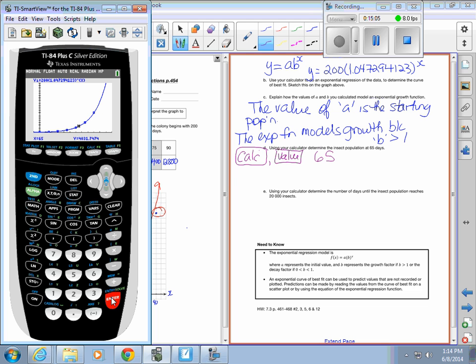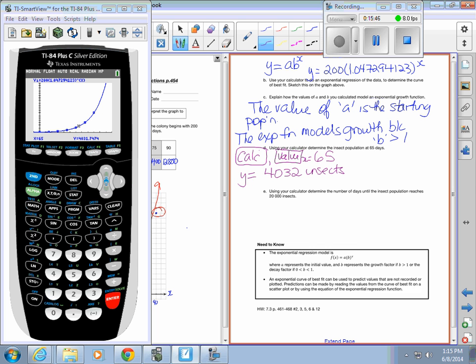So then you can find your value without even doing any calculation. Your other option would have been just to put a 65 into that x and do it on your calculator that way. This way is quicker and more accurate. So in this one, when x equals 65, y is equal to 4,000 and basically 32. So there's 4,032 insects at day 65.